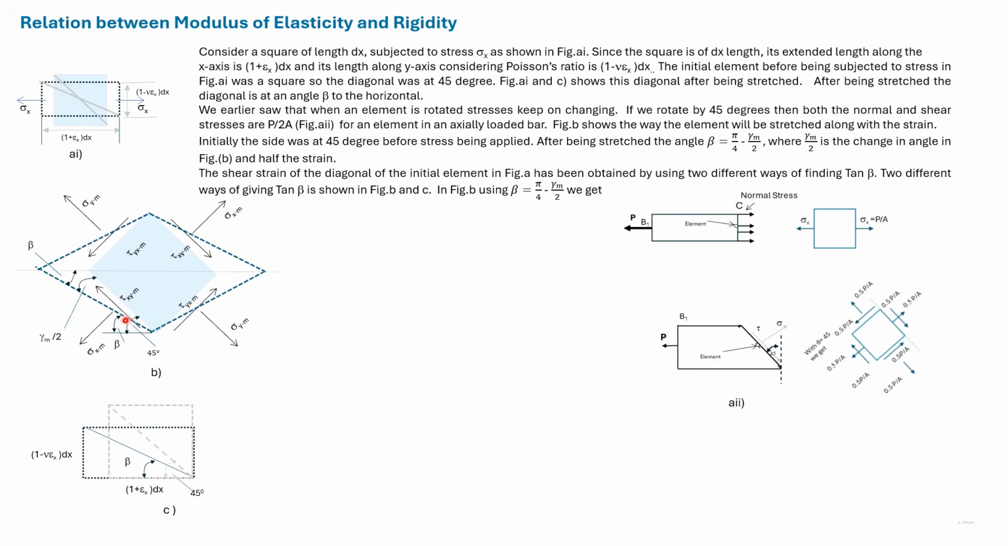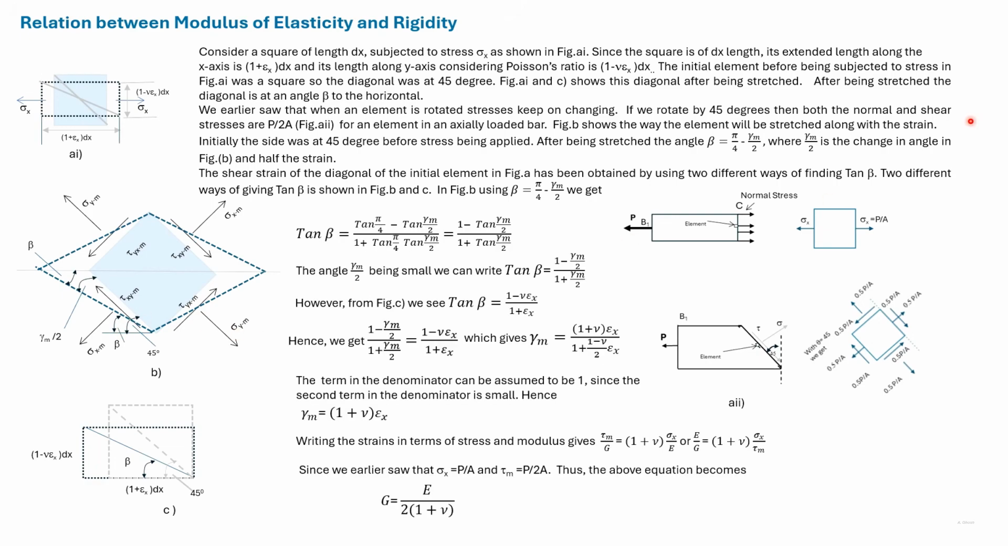We'll equate the tan of beta, and from that we will find a relationship between the modulus of elasticity and rigidity. So this is the formula of tan (A plus B). So we get this as the expression. The angle being small, we can replace the tan of the angle by the angle itself, which we have done here.